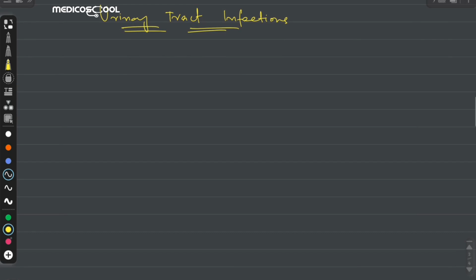The strain which causes this urinary tract infection is known as the uropathic strain of Escherichia coli. We have already discussed three other strains; this is the fourth strain. The first one is the enterotoxigenic. The second one is the enteroinvasive, which causes the bloody diarrhea. The third one is the enterohemorrhagic strain of Escherichia coli. And this is the fourth strain, the uropathic strain of Escherichia coli, which causes the urinary tract infection.